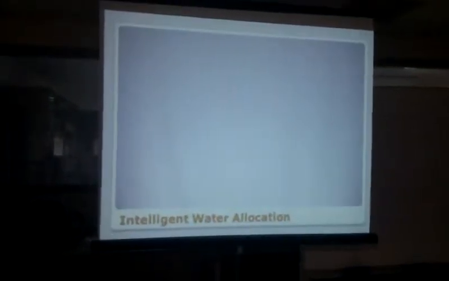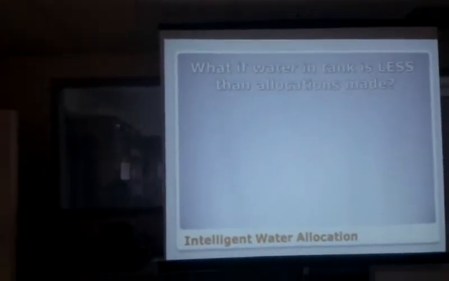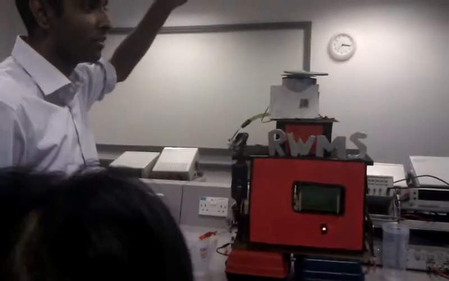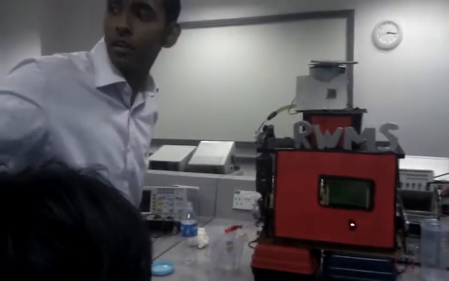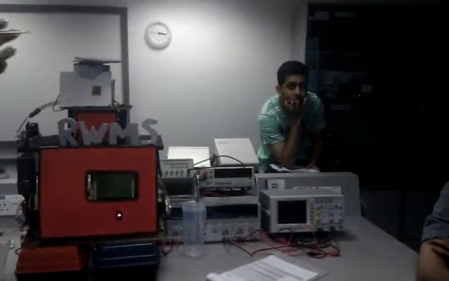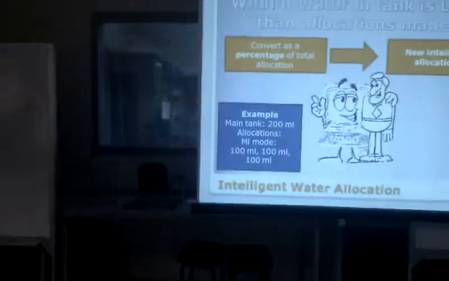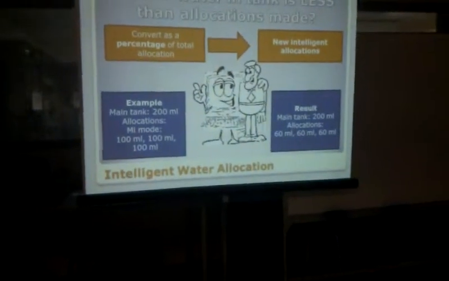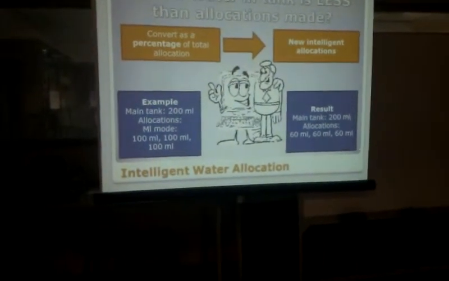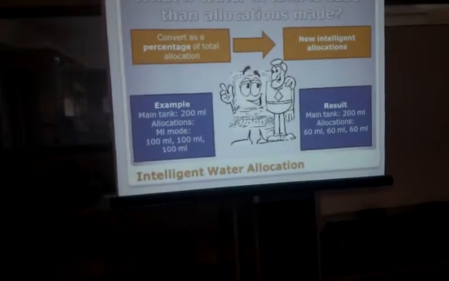And there's also intelligent water allocation. What if in the milliliter mode the water level is only 200 milliliters, but the user doesn't know the level, because the tank will be outside? For example, the main tank has only 200 milliliters of water, and the user inputs 100 milliliter, 100 milliliter, 100 milliliter. The system will automatically calculate the percentage of water in the tank, and it will automatically allocate like 60 milliliter, 60 milliliter, 60 milliliter to all the locations.